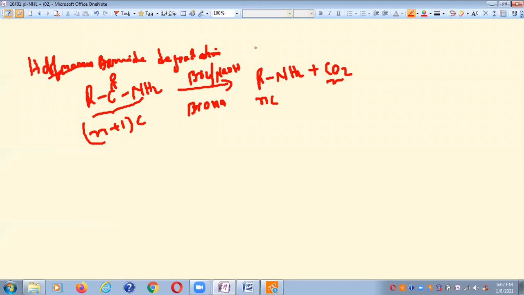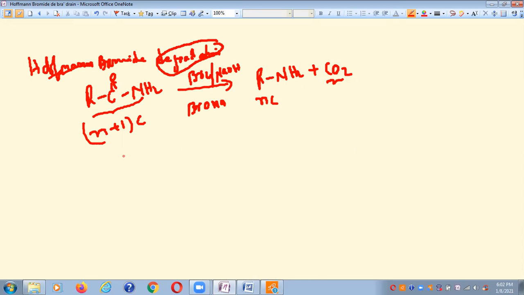So that's why this reaction is also known as degradation. What is degradation? Cutting down or decreasing in number. So one carbon atom, this carbon atom, will be converted into carbon dioxide. Okay, so let's see the mechanism of how it happens first.